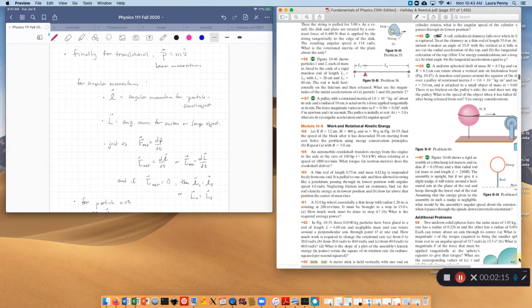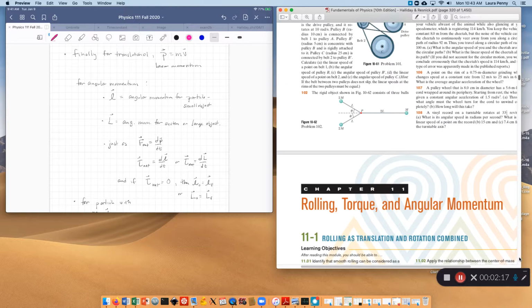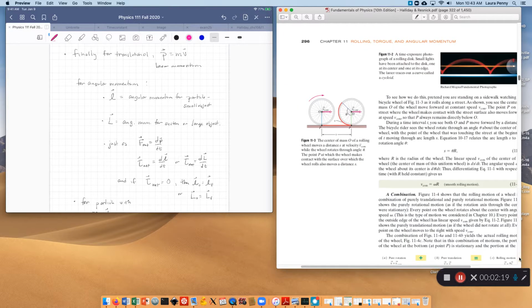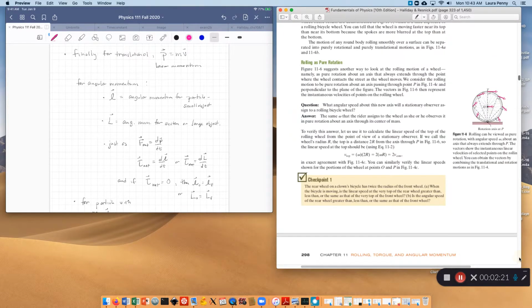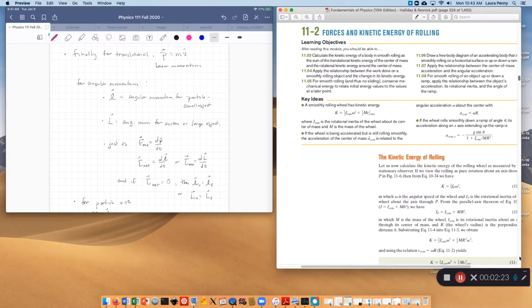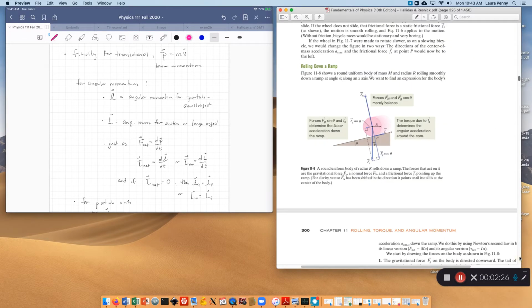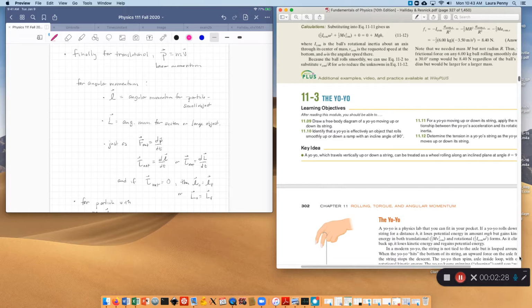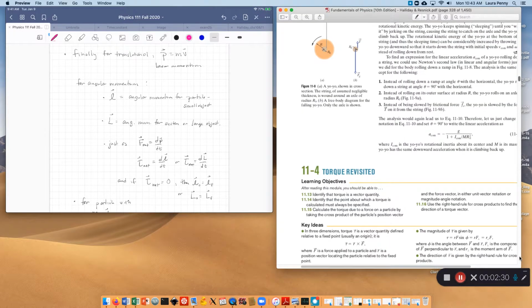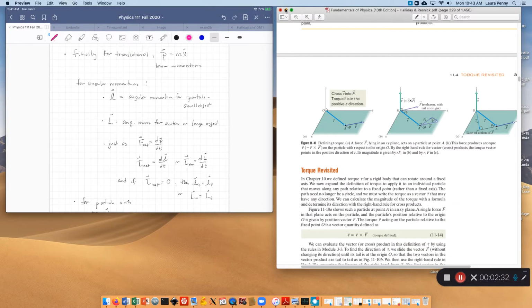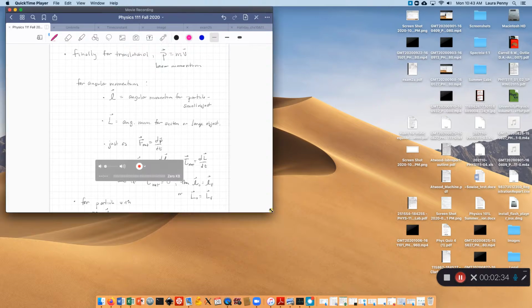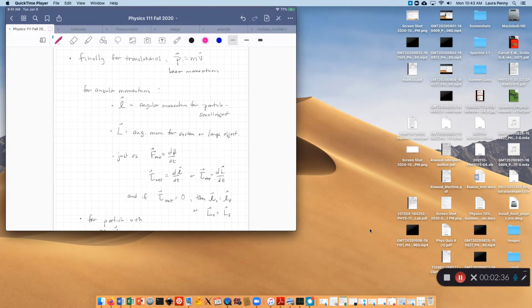Let's see if I can go find our discussion for angular momentum. Goodness. Maybe I can't find it. Torque, you know what, we're just going to make that small and we'll make this bigger right now.